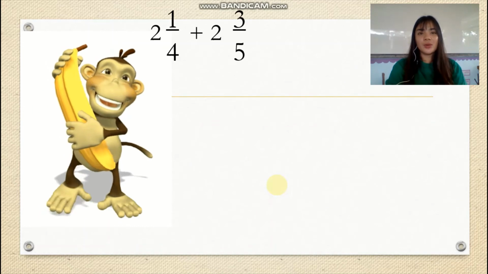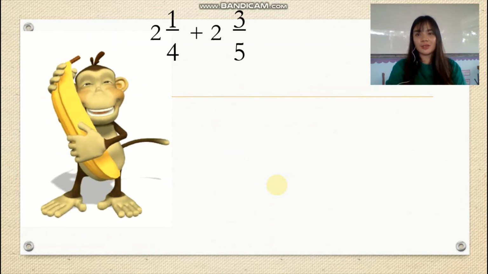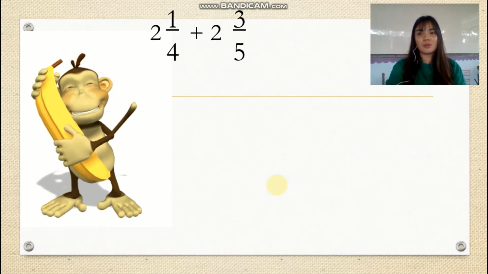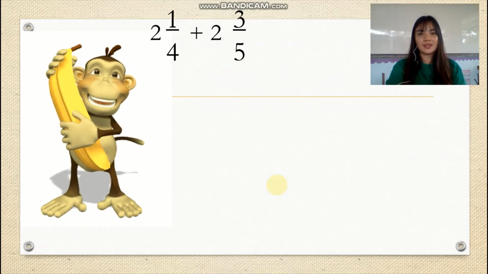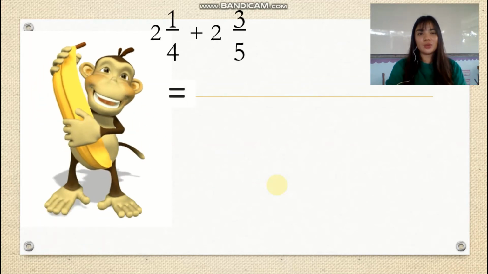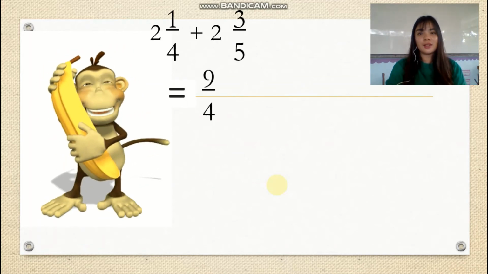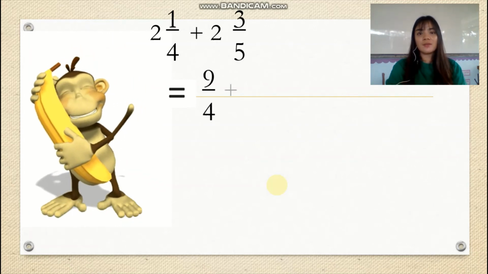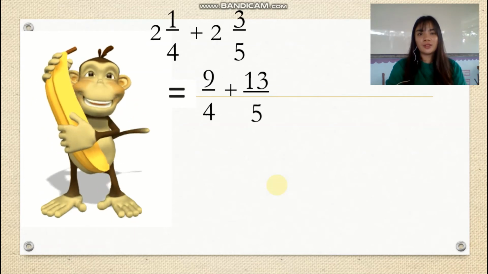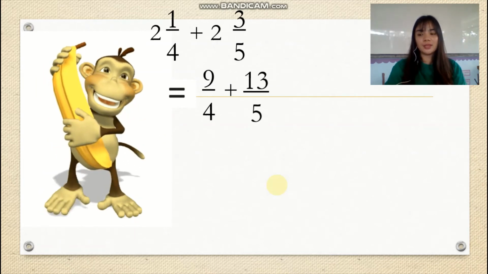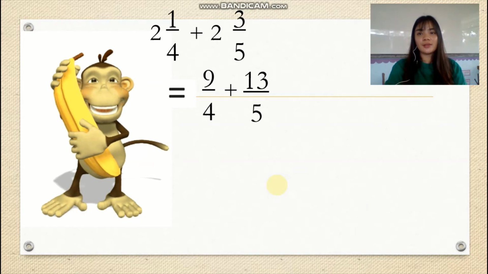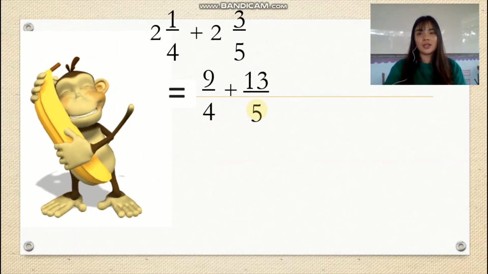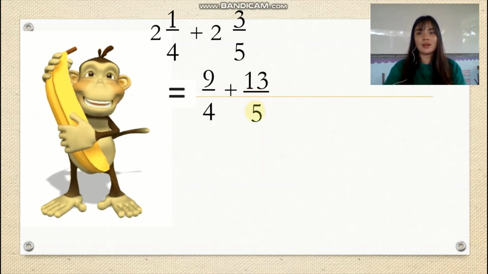What if we have 2 and 1/4 plus 2 and 3/5? So we need to convert these mixed fractions to improper fractions first. So 2 and 1/4 is equivalent to 9 all over 4, plus 2 and 3/5 is equivalent to 13 all over 5. Then we need to find the first common multiple of 4 and 5. So what is the first common multiple?